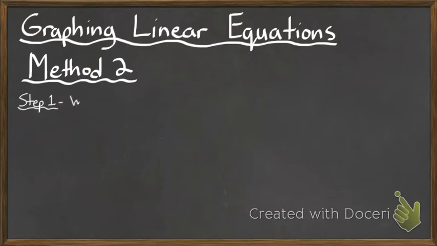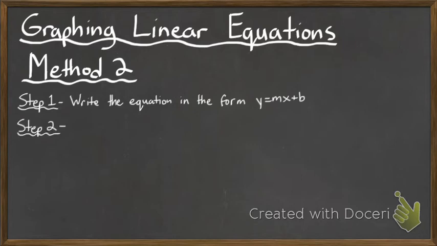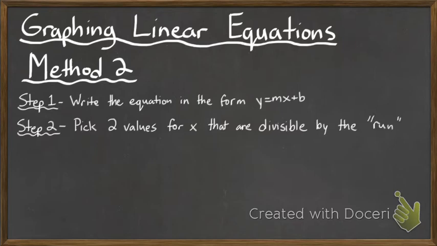So in the second method for graphing linear equations, step 1, just like before, you can write your equation in the form y equals mx plus b, or slope-intercept form. Step 2, it's going to be a little bit different now. You're going to pick 2 values for x that are divisible by the run. And as we've seen before, our run is the denominator of our slope. Now, if your slope is given by a whole number, you can turn this into a fraction by putting it over 1, and then that 1 in this case would be your run.